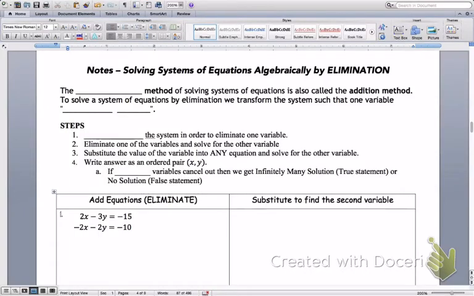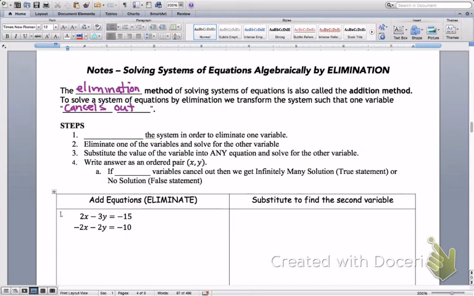Today we're going to get into how to solve a system of equations algebraically, meaning not using a graph, and this method is called elimination. So we're going to get started. The elimination method can also be called the addition method because that's what happens in order for the variables to eliminate. And the idea is we want to cancel out our variables.